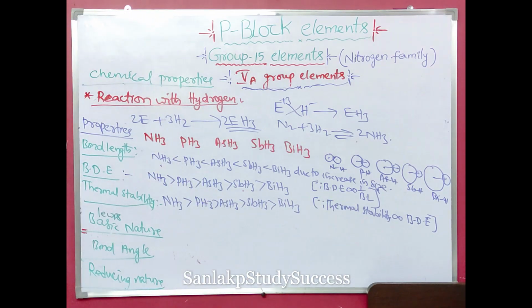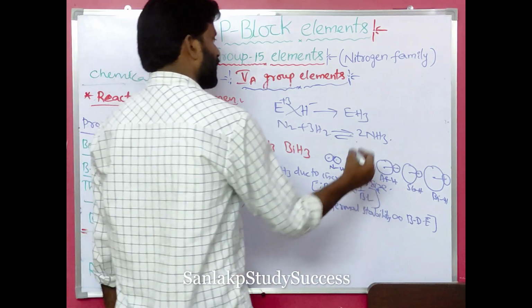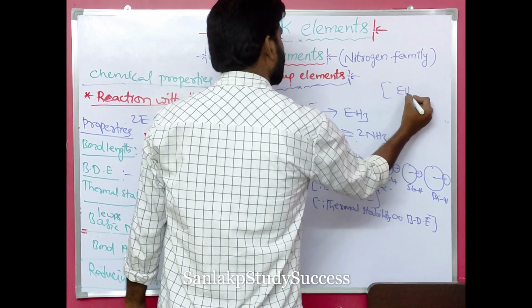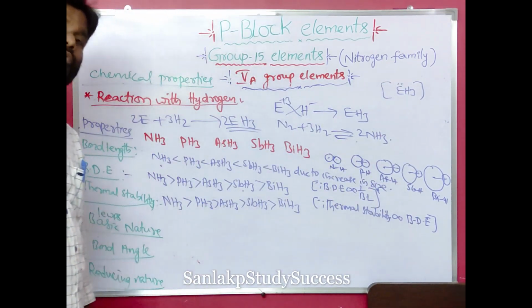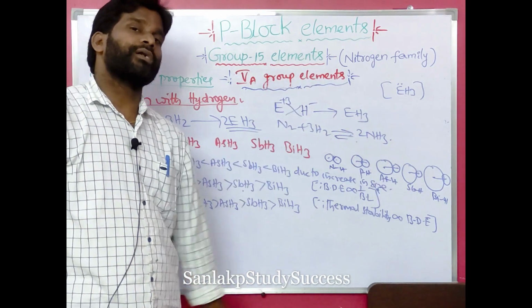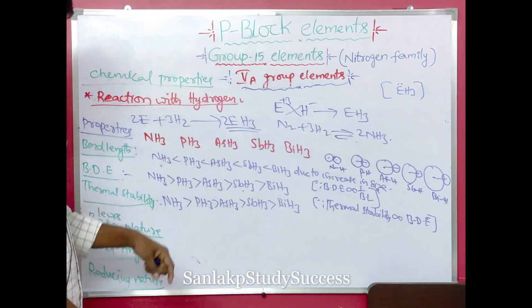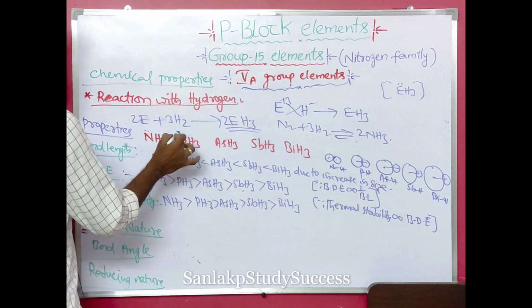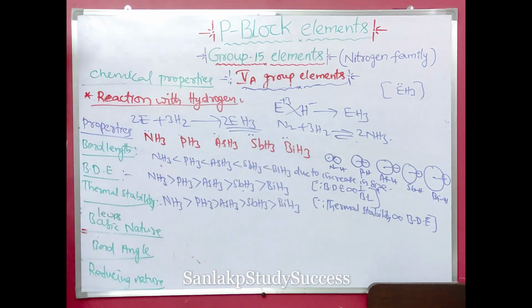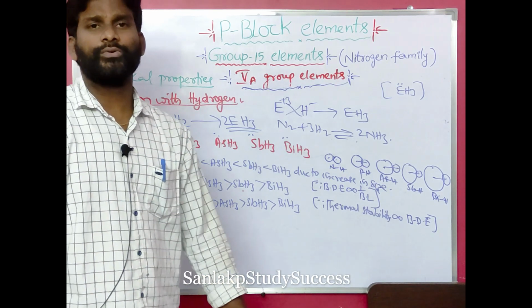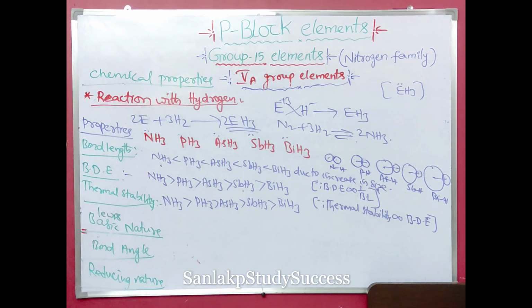And next one, Lewis basic nature. All these are EH3 type hydrides, and all contain one lone pair. According to Lewis, an electron pair donor is a Lewis base. All these contain lone pairs that they can donate to others, so they act as a Lewis base.